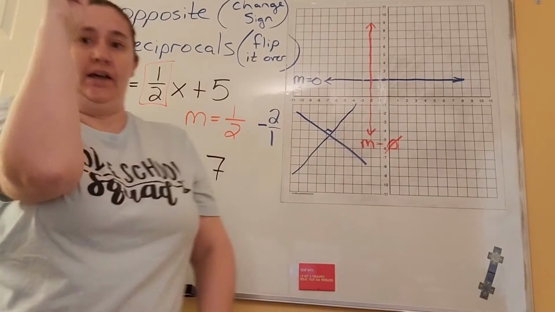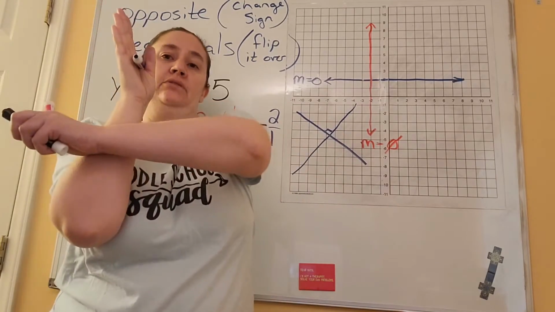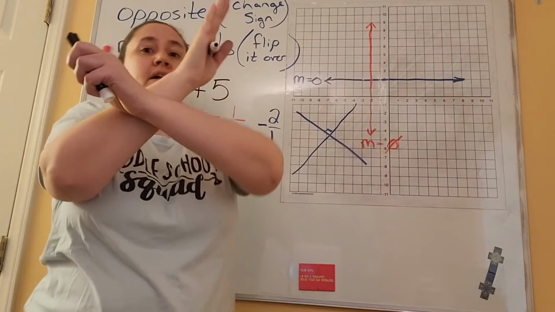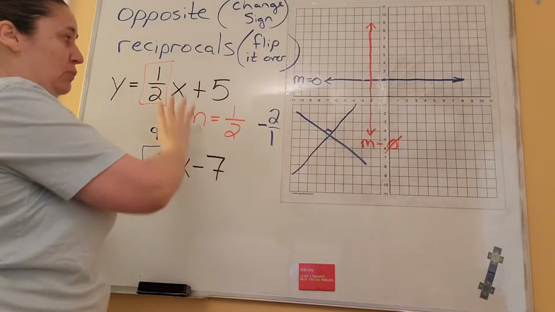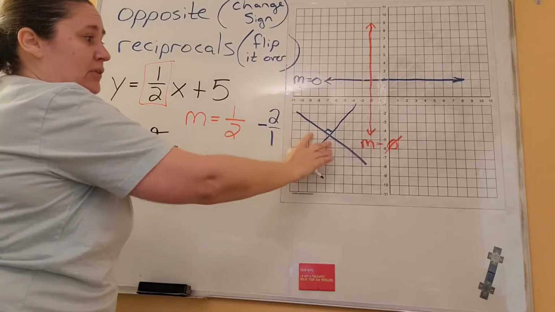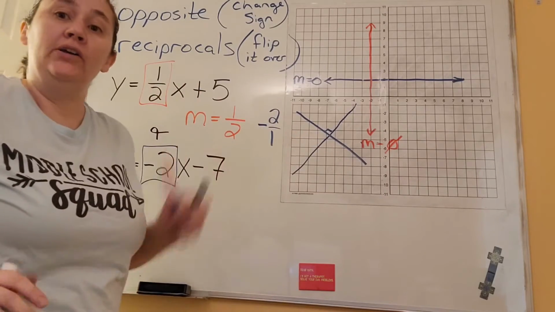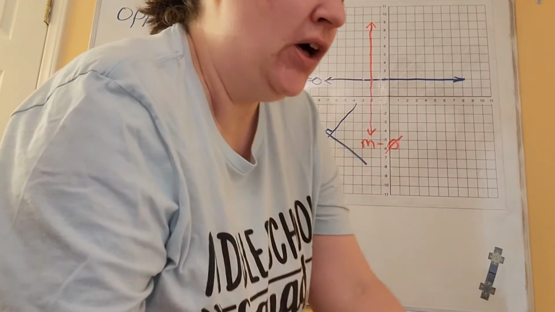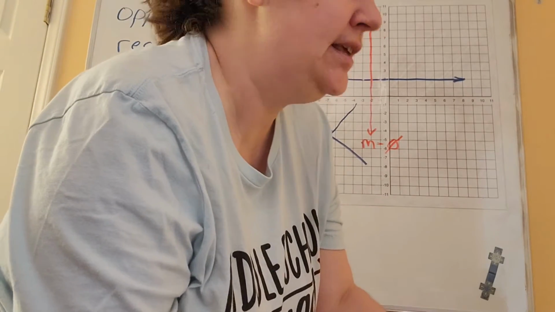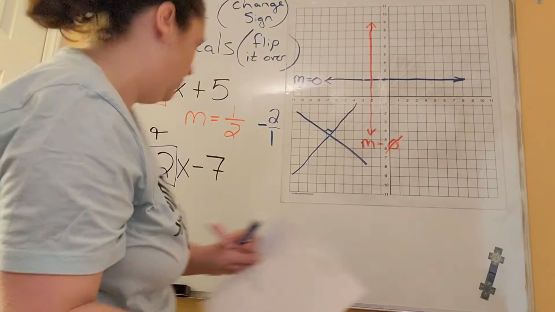Perpendicular lines don't have to be straight up and down and left and right. They can be at another angle. So if we were to graph these, they would look something like this. We're not going to graph them though because we're running low on time. So let's move on. I think the next thing in our notes are a couple of examples.